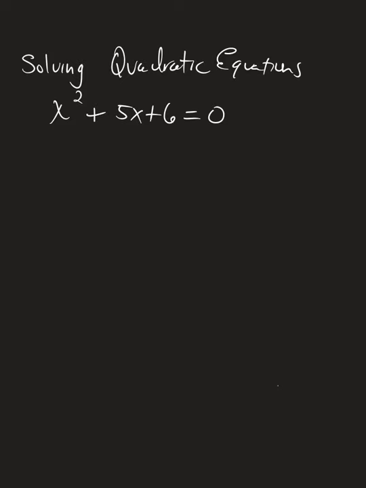It's quadratic because it is a second degree polynomial on the left-hand side of the equal sign. One of the ways that we learned how to do this was by factoring it and finding two numbers that can add to give you 5 and multiply to give you 6, both positive. Those two numbers would be 2 and 3.